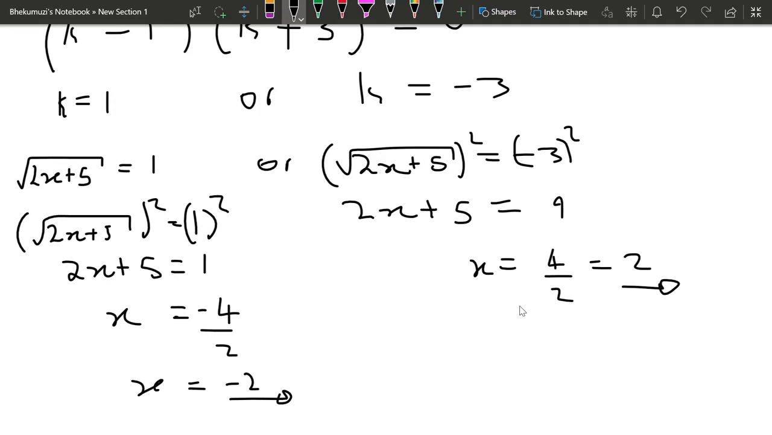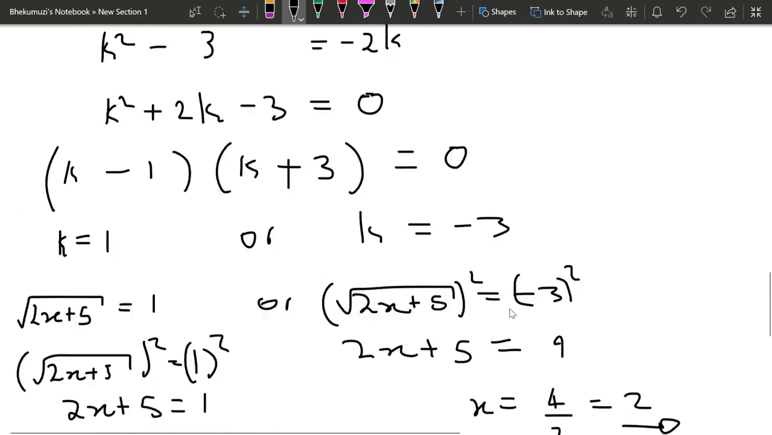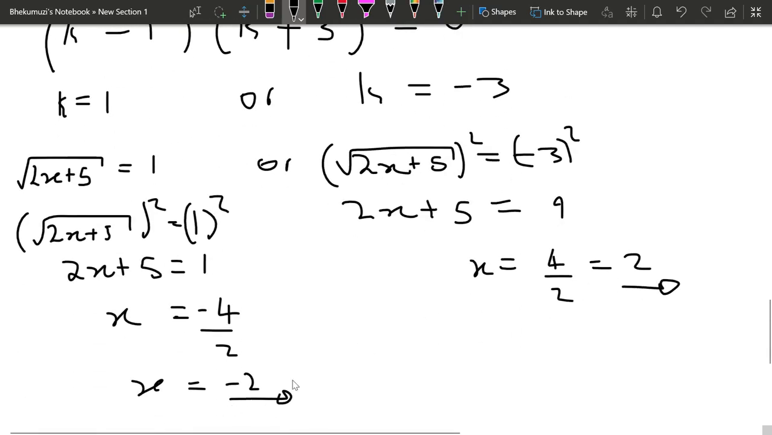However, the final answer in some cases won't be both of them, right? And why is that? Just because when we square, it ignores whether something is positive or negative as well. Okay, so in that case, what can we do? We take both of the solutions, and we check them.